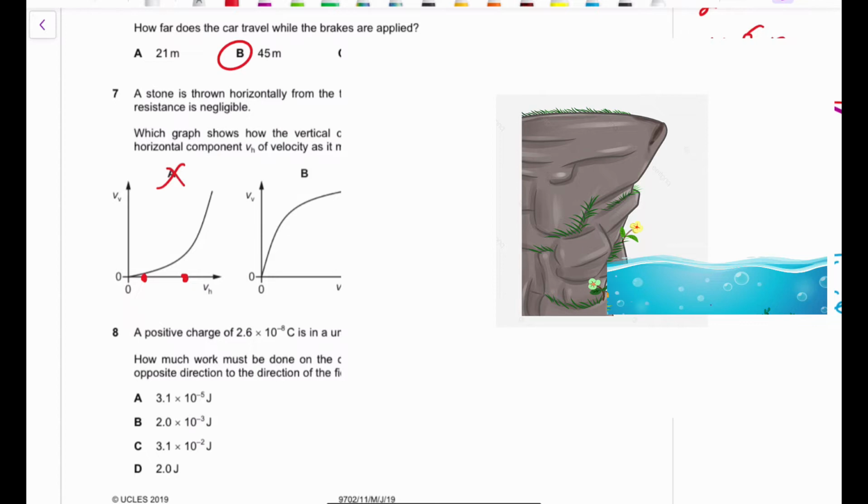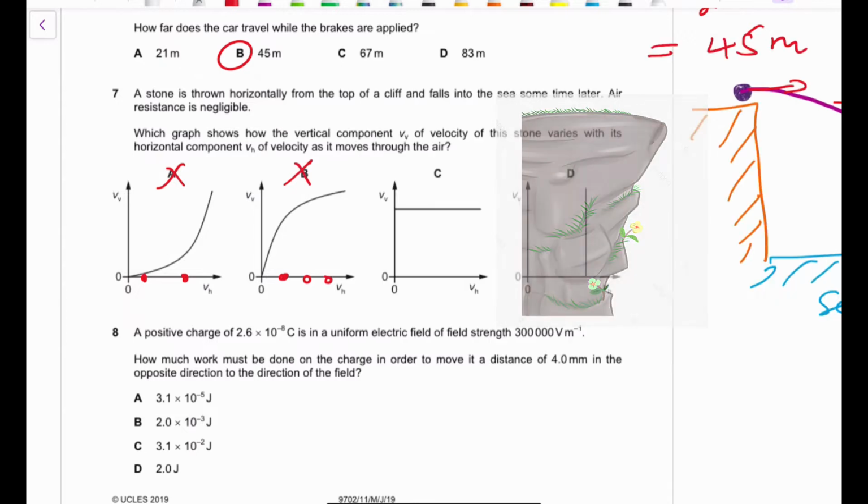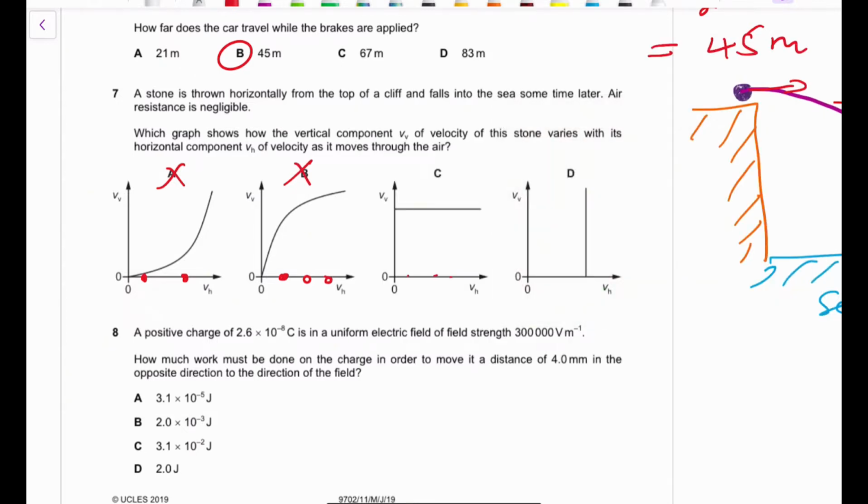Can B be a possible answer? It's not, because it's going to keep on varying, right? Which is not true. Can C be a possible answer? It's not, because it's going to keep on varying. Is D a possible answer? Yes, because you have one value of VH.